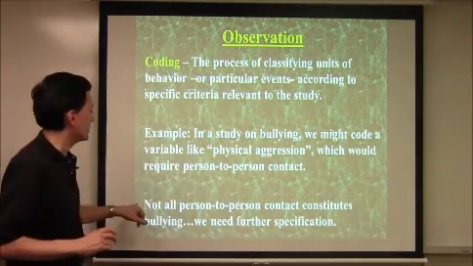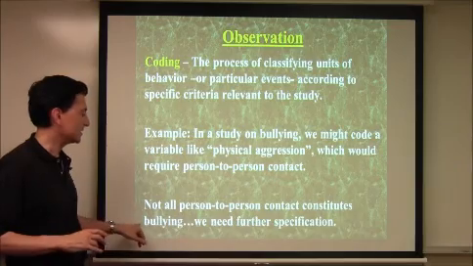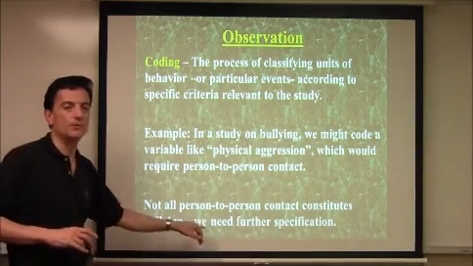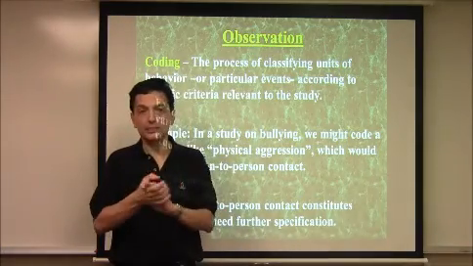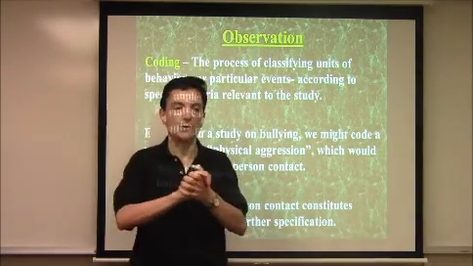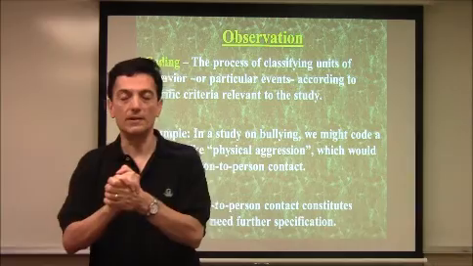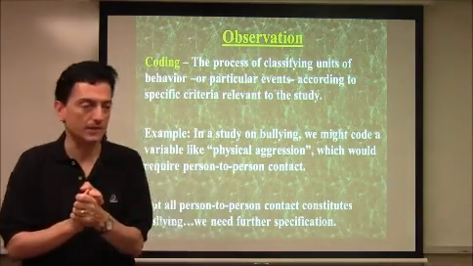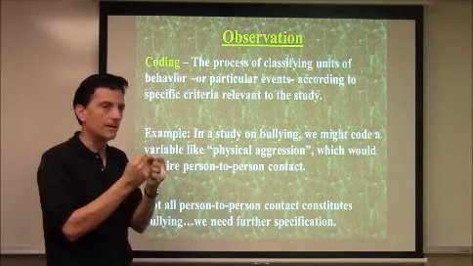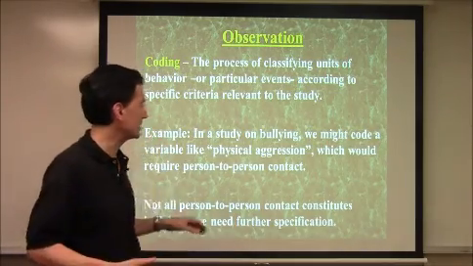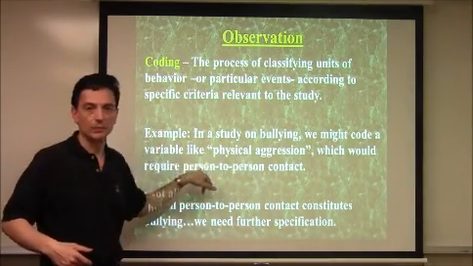But not all person-to-person contact constitutes bullying, so we're going to need some further specificity. Suppose some child that we think is bullying is honestly shaking somebody's hand. They're not doing so in an aggressive manner. So we're going to need some more specific criteria to figure out whether a specific episode of person-to-person contact constitutes physical aggression.